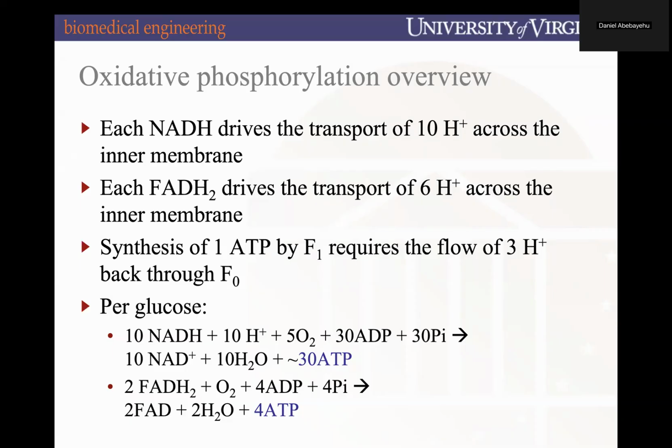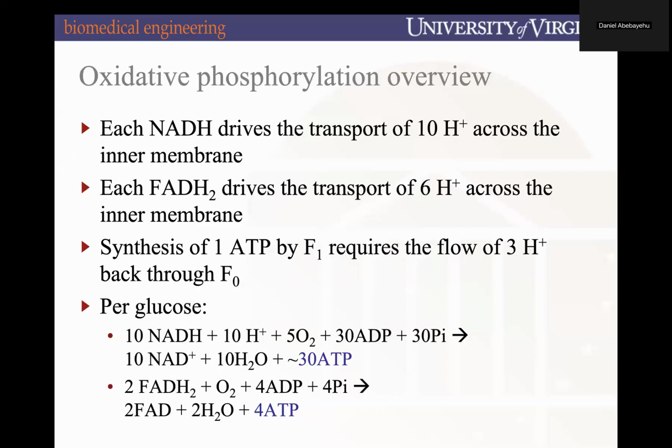And from those 10 NADHs, we can produce about 30 ATP. If it's 10 hydrogen ions for every NADH, and we have 10 NADHs total, we generate about 100 hydrogen ions that are moved across. And what I should note is that this is not a perfect system. There is always going to be some electron leakage, so this will not be a mathematically or computationally perfect process. So it's about 30 ATP from these 10 NADHs.